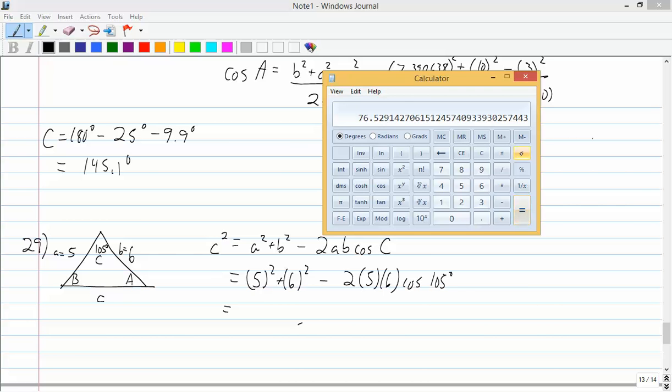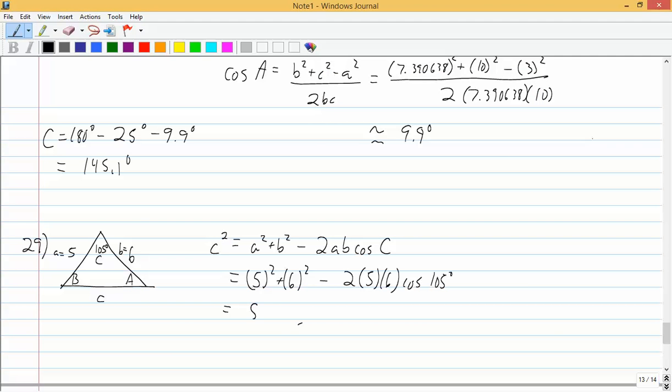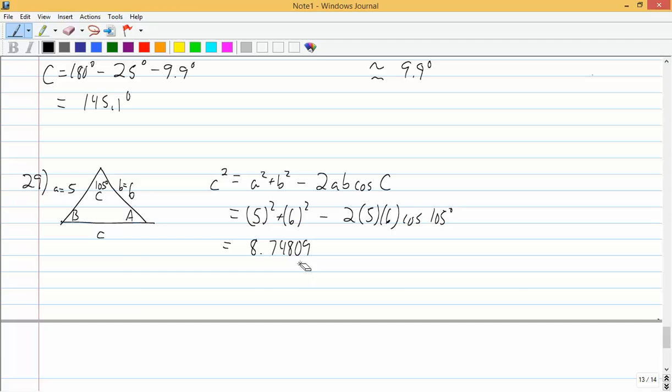So the square root of that, and I'm going to carry this out a couple of places, 8.74809. Okay, and so on your test they're probably going to round that to two places, so you're looking at about 8.75 on your test. That's what you'll be looking for. Alright, so we're going to use that to find some other stuff. That's why I'm going to keep it that long again.